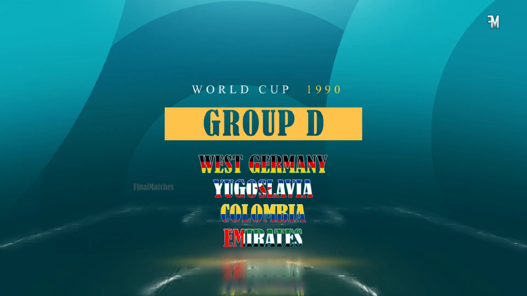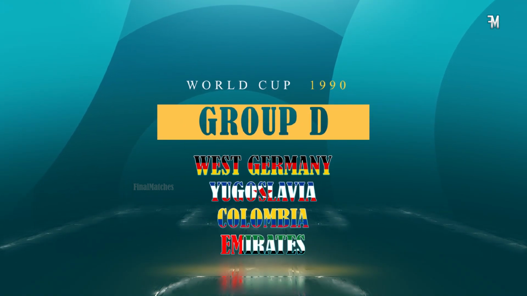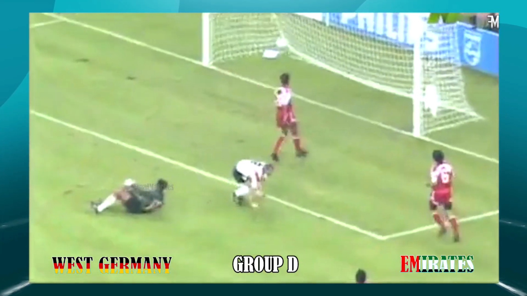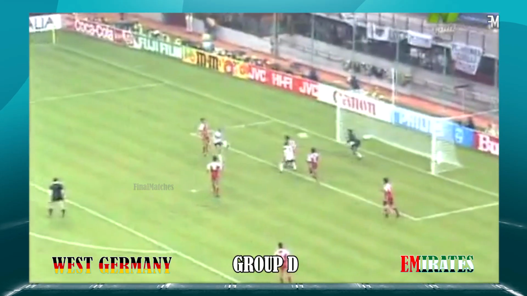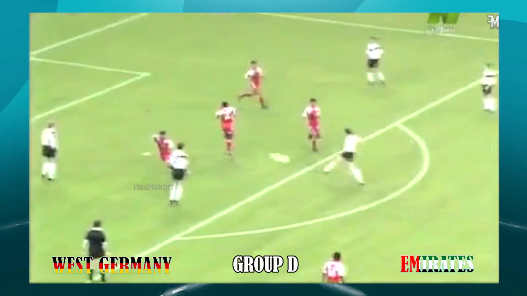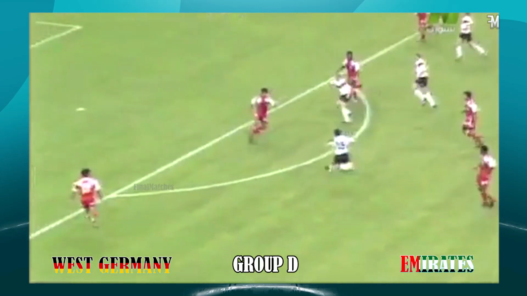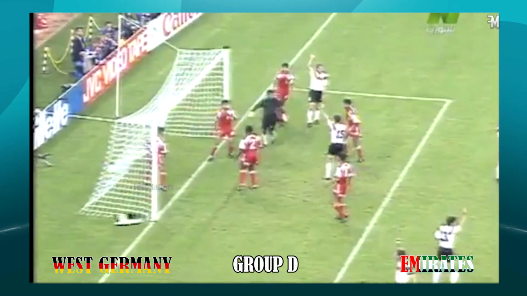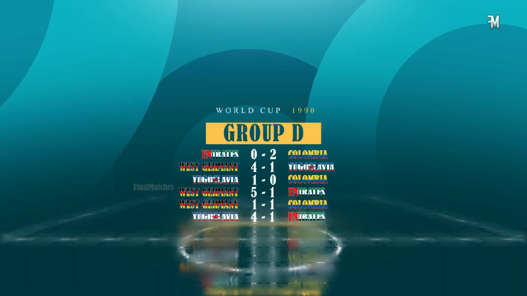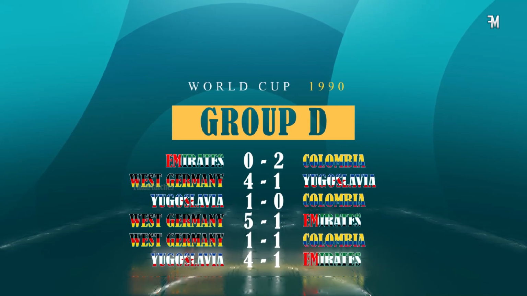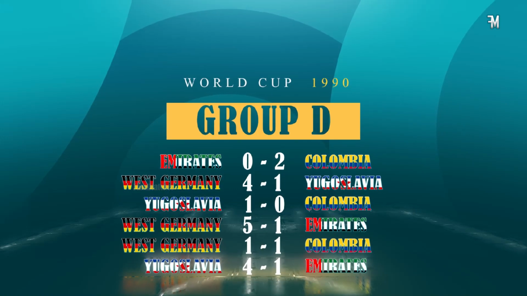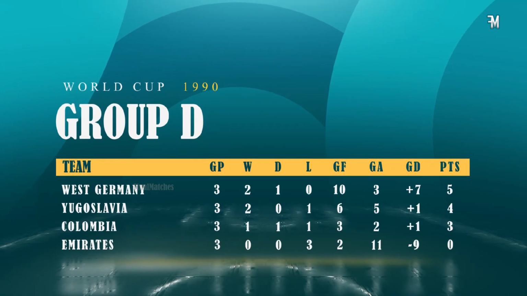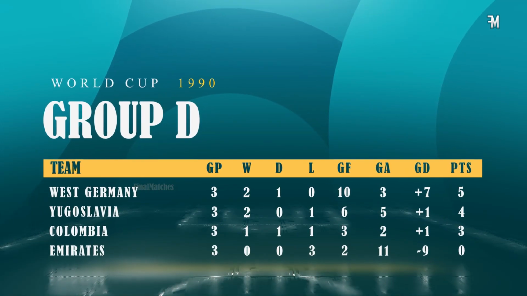Group D included West Germany, Yugoslavia, Colombia, and the United Arab Emirates. In this group, the most goals were exchanged between the teams, which was due to the strength of Germany's offensive line and the weakness of the UAE's defense line. In 6 games of this group, the ball crossed the goal line a total of 21 times. Finally, West Germany and Yugoslavia went to the next stage as the first and second teams.